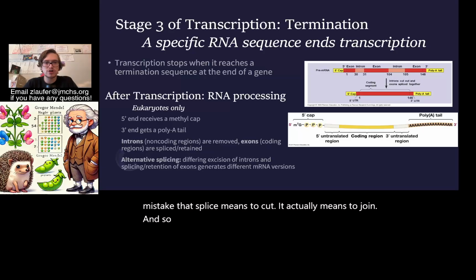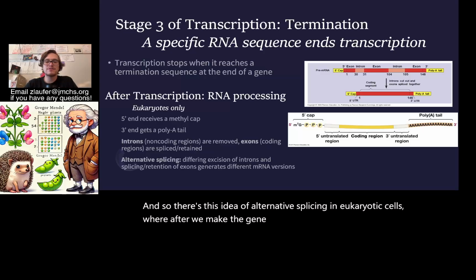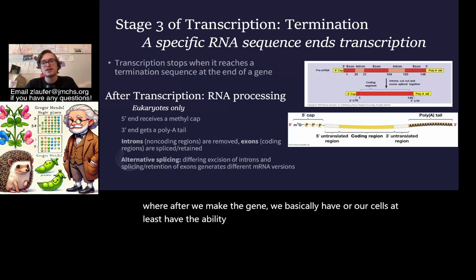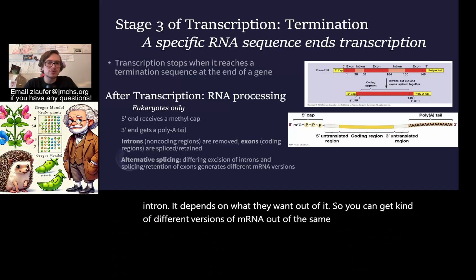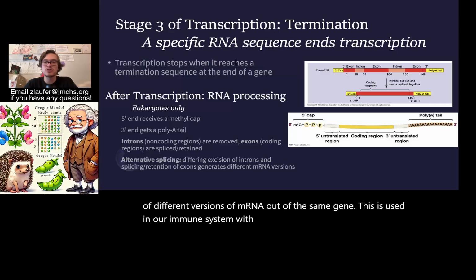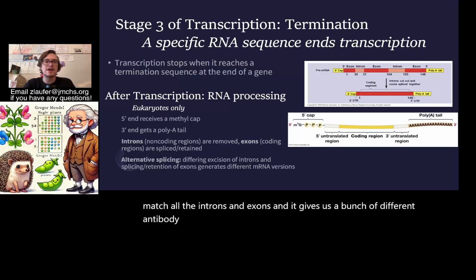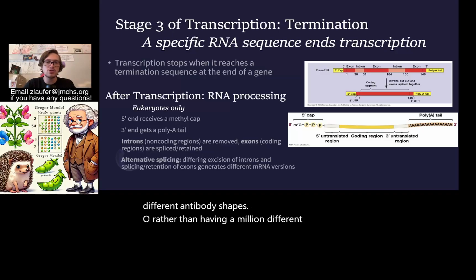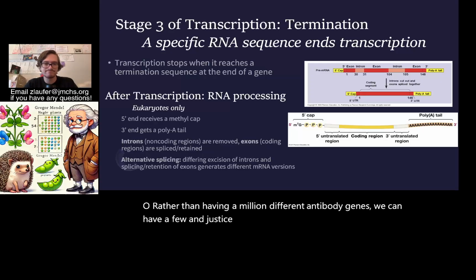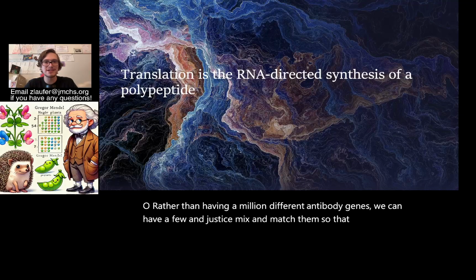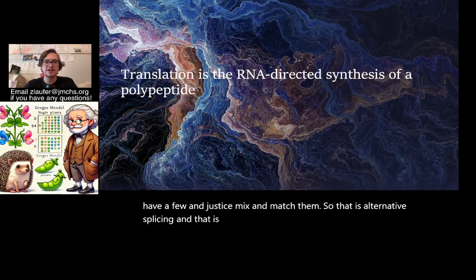And so there's this idea of alternative splicing in eukaryotic cells where after we make the gene, our cells have the ability to decide what is an exon and what is an intron. It depends on what they want out of it. So you can get different versions of mRNA out of the same gene. This is used in our immune system with antibodies. We basically just mix and match all the introns and exons, and it gives us a bunch of different antibody shapes. So rather than having a million different antibody genes, we can have a few and just mix and match them. So that is alternative splicing. And that is transcription in a pretty fast time scale.